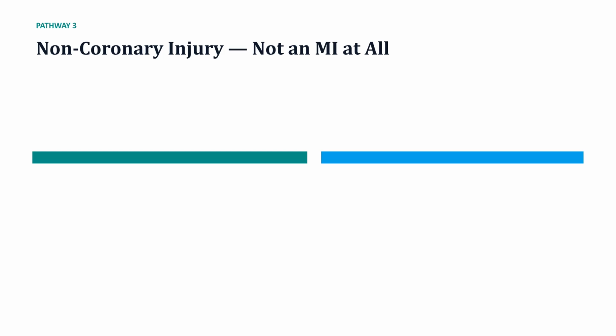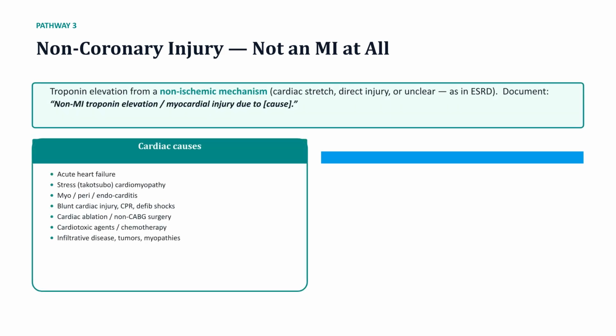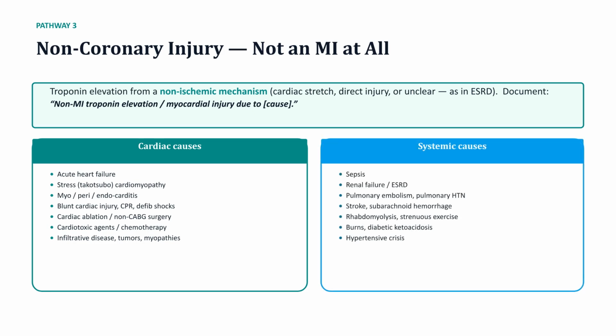Non-coronary injury is not an infarction at all. This occurs through non-ischemic mechanisms, like direct cardiac injury, stretch, or other systemic issues. Conditions like heart failure, myocarditis, or renal failure can cause this. Here, you should document the findings as myocardial injury due to the identified underlying condition.